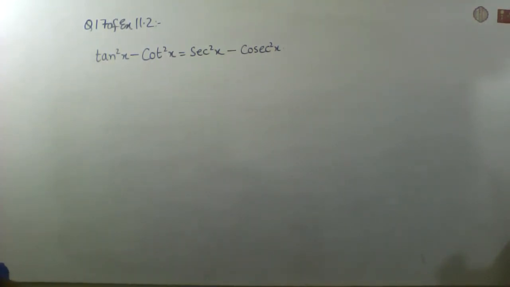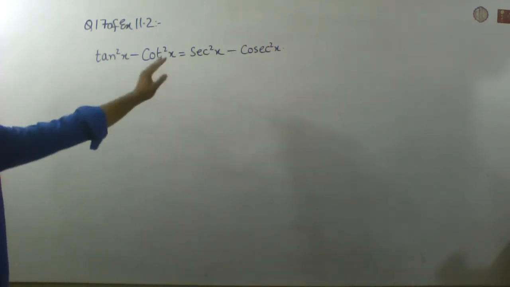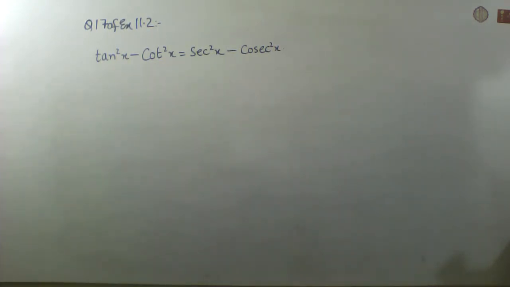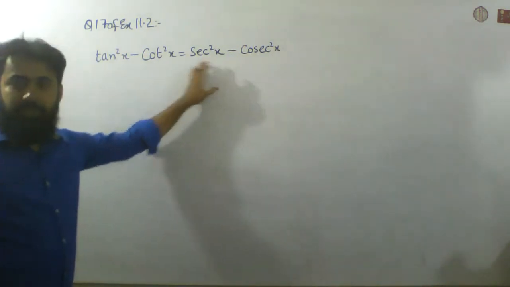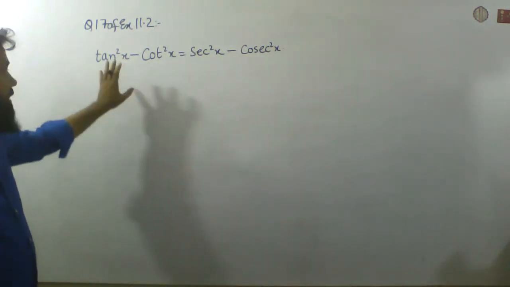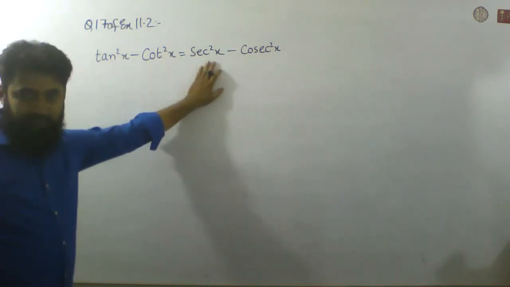Question number 17 is given in front of you: tan square x minus cot square x equals sec square x minus cosec square x. So I can start either from this side or from this side. I'm going to start from this side.